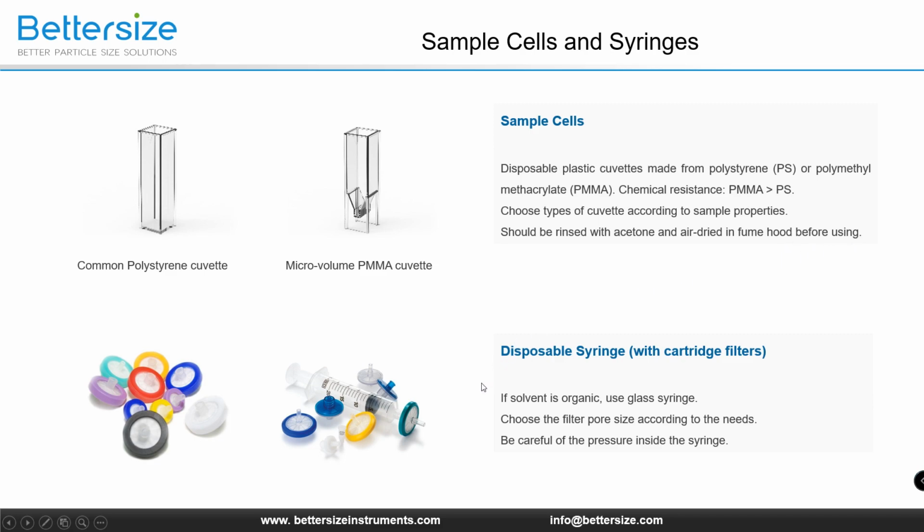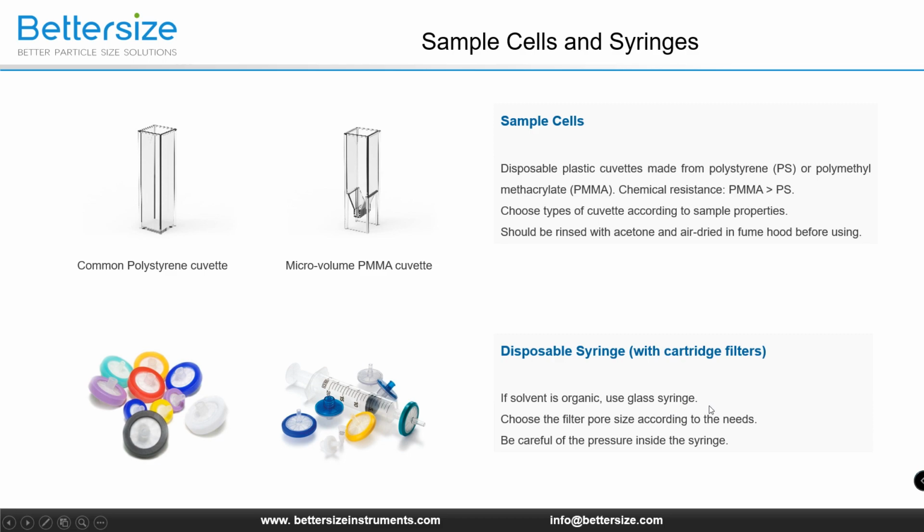A disposable syringe with cartridge filters should be used to remove dust particles in the solutions before performing the DLS test. If the solvent used in solutions is organic, one should use a glass syringe instead of a plastic syringe.